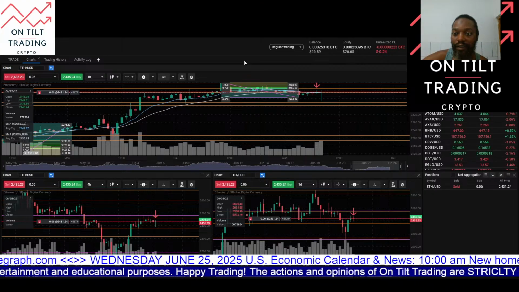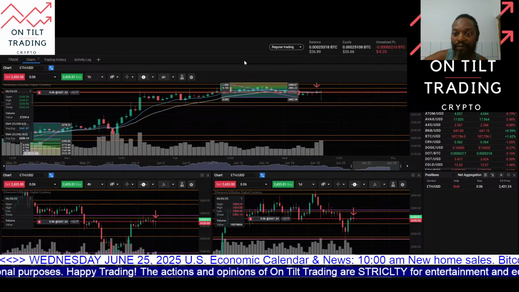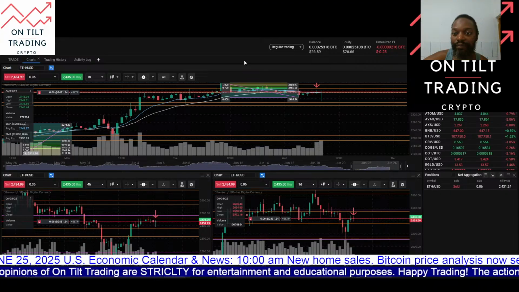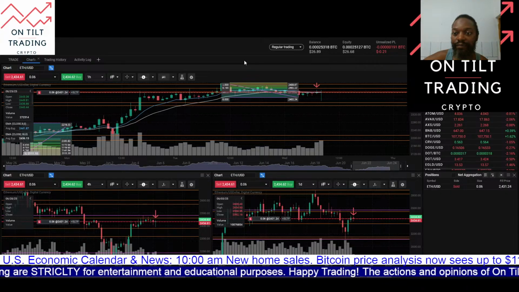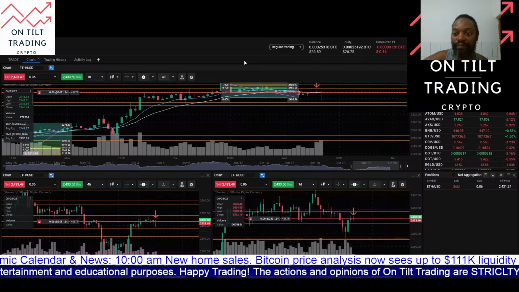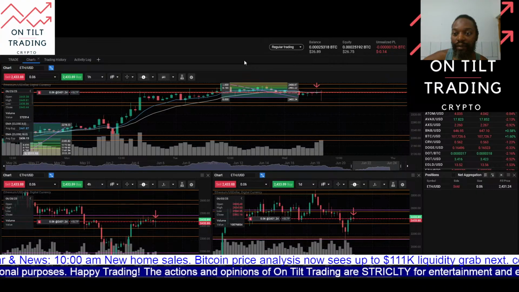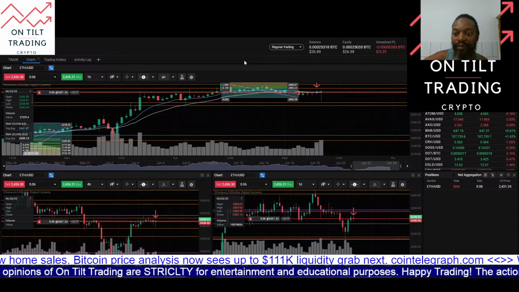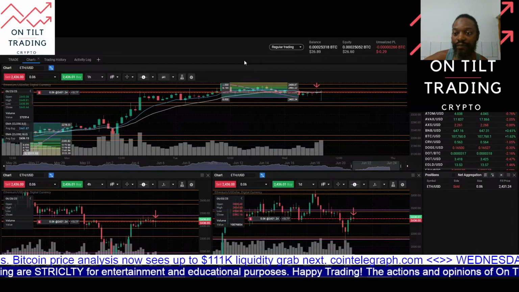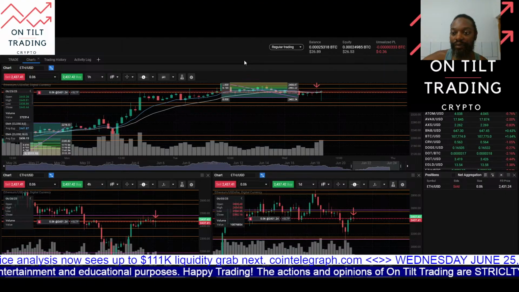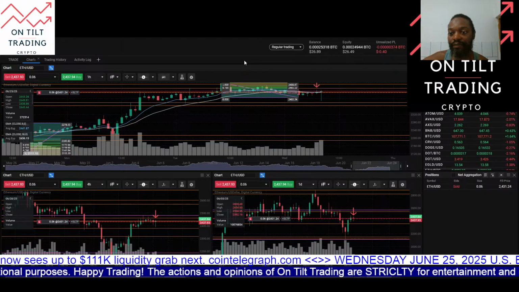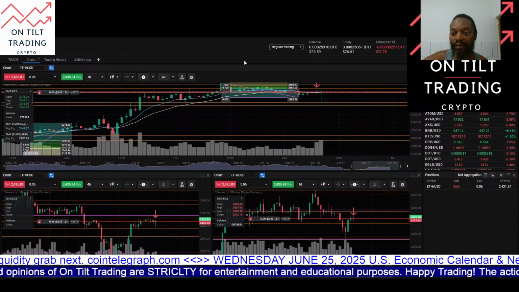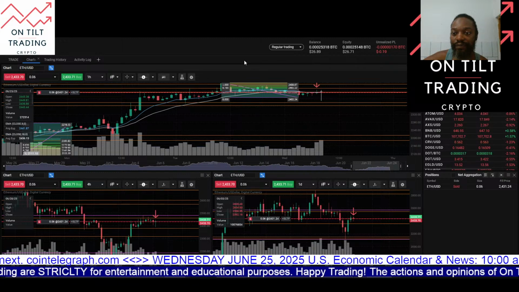Price still consolidating here, 24.35. Seeing some sell side delivery and consolidation now up to 24.36, 24.37, 38. Consolidating back down to 24.35, 33.